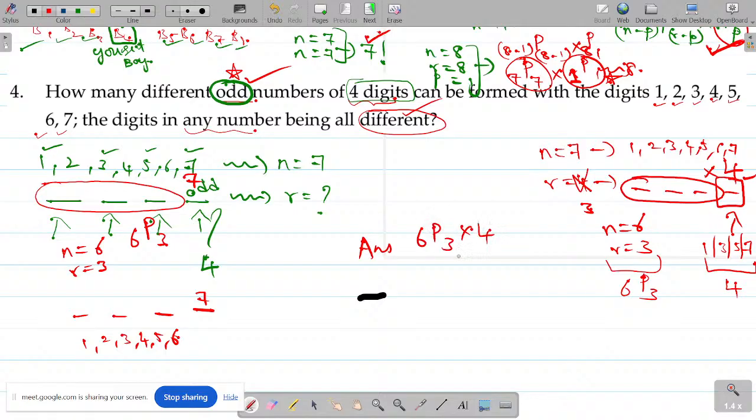If you apply the restricted formula, actually this will be 4P1, which is nothing but 4. So you can write it as 4P1 or you can directly write 4 itself. Is it okay? So this is problem number 4. Please make a note of all these 4 problems before I continue with the rest of the things.